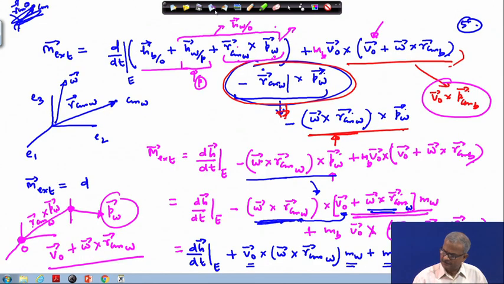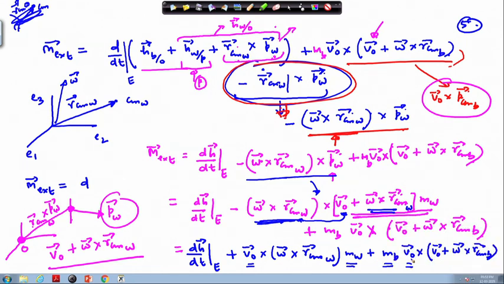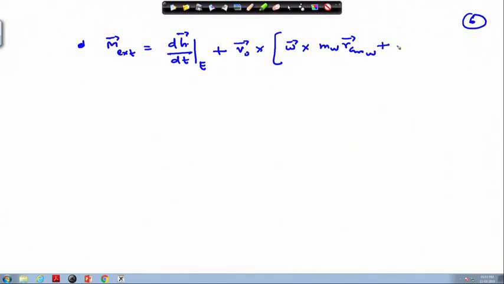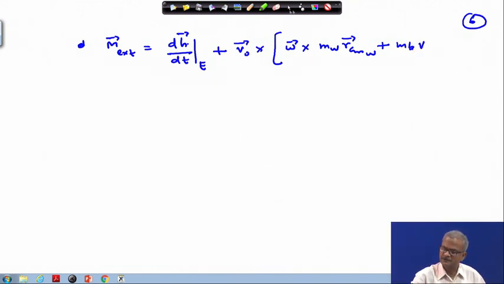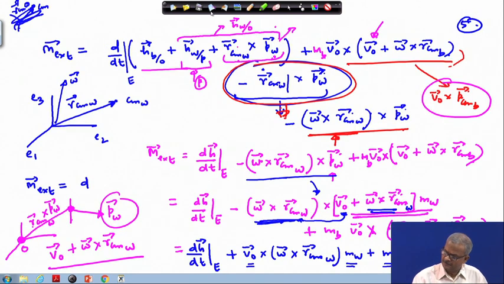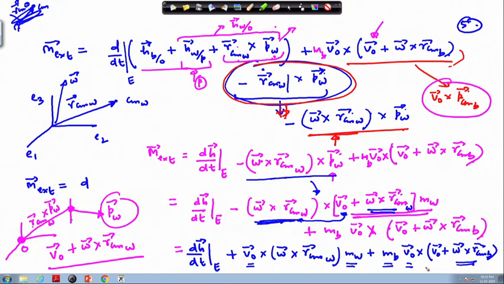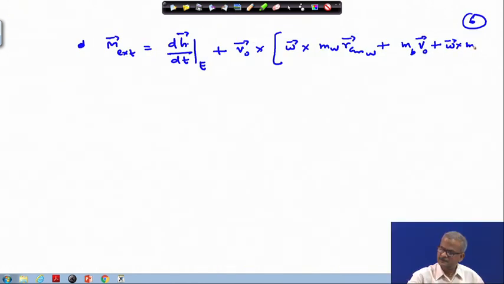plus. Now, take this term. So, v0 cross we have already taken outside the bracket, so this term remains. So, here we get m_b, and this is v0. So, the next step we get here m_b v0 and plus the other term, where v0 is taken outside. So, omega cross m_b times r_cm_b.